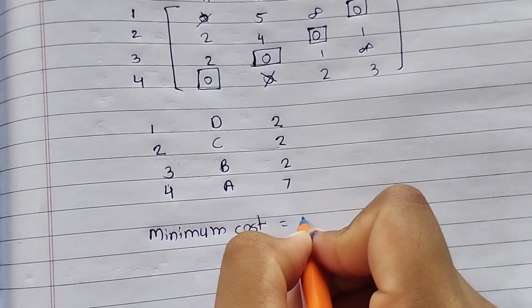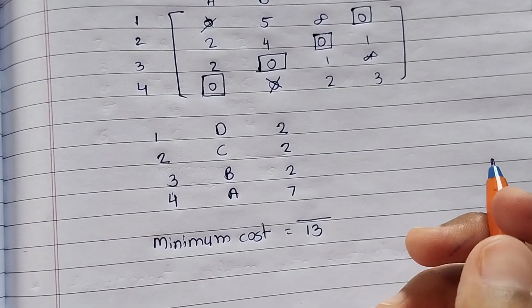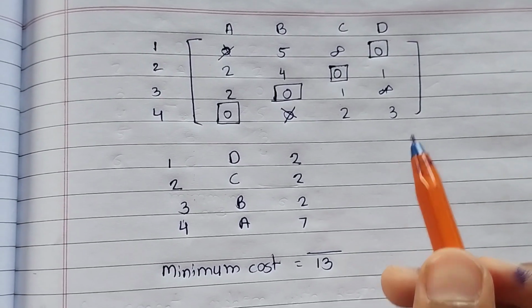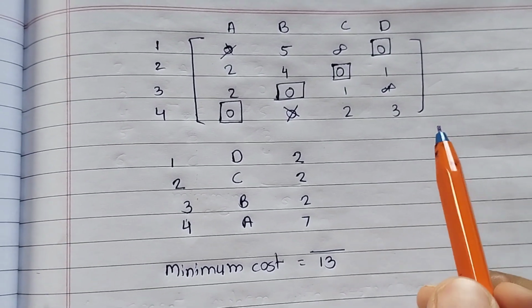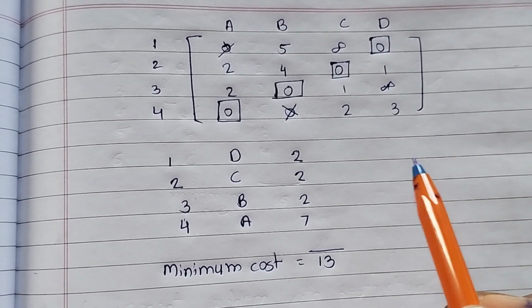So the minimum cost is now equal to 30, the summation of all the costs. So I hope you all get an idea how we solve the assignment when the restriction comes.